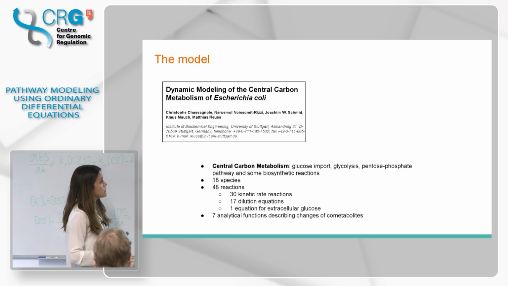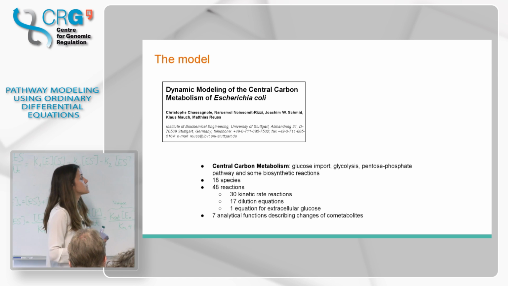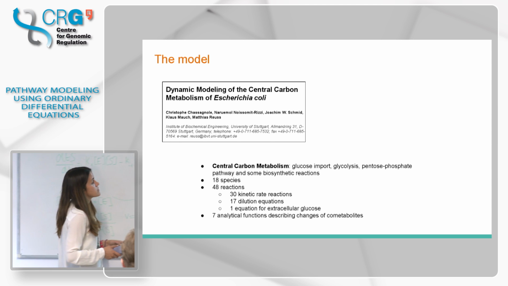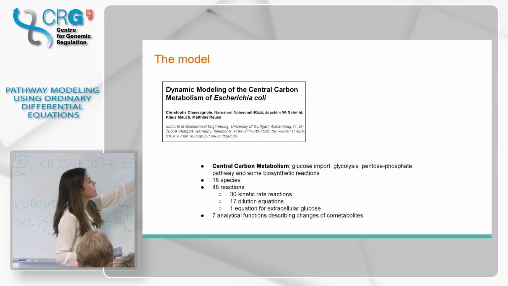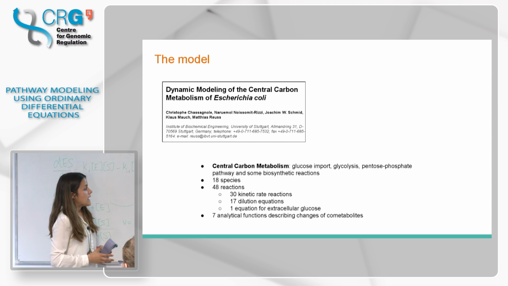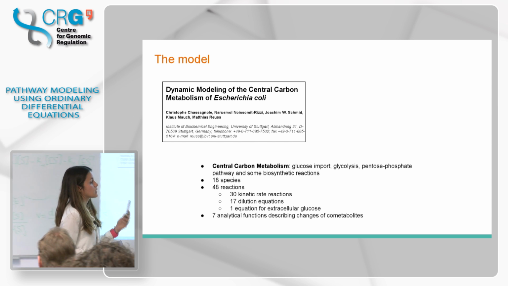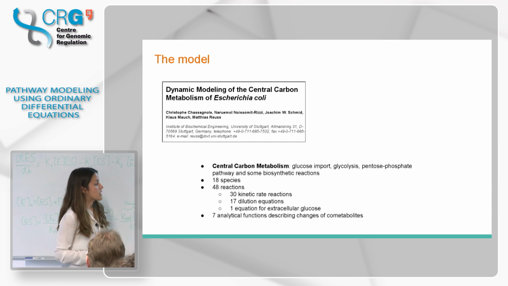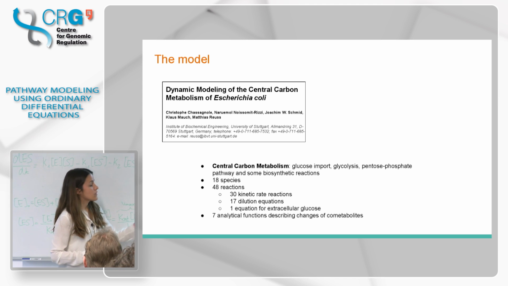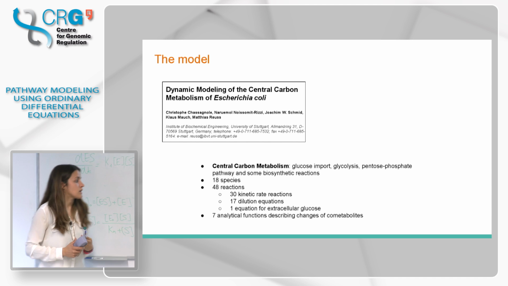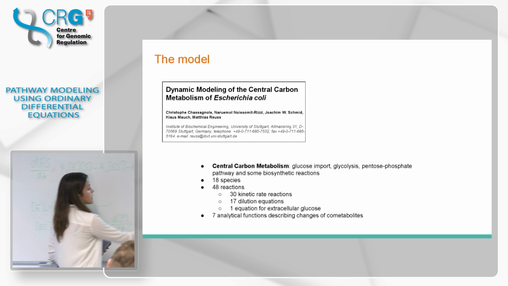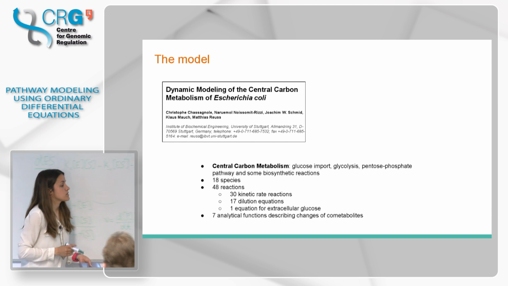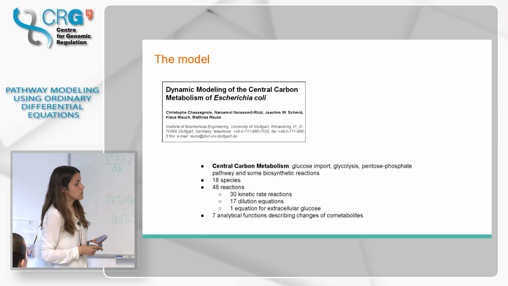So during the rest of the tutorial, we're going to work with a model of the central carbon metabolism in E. coli. This model was published in 2002 by Christophe Chassagnol and collaborators. And it includes the reactions regarding the glucose import, glycolysis, the pentose phosphate pathway, and some biosynthetic reactions. So in total, the model accounts for 18 species, 48 reactions, 30 of them are kinetic rates. We also have dilution equations, and one equation that is a bit special for the extracellular glucose.